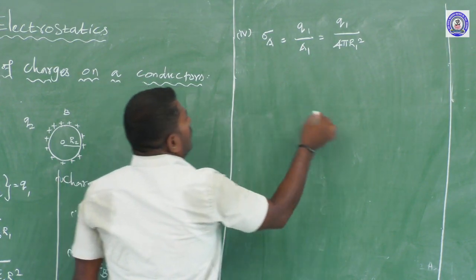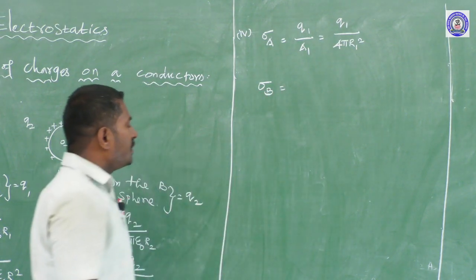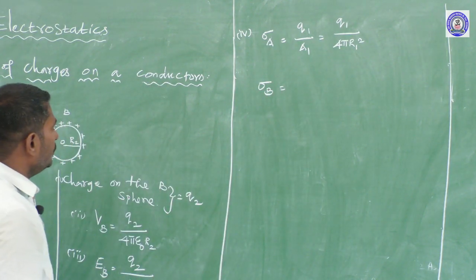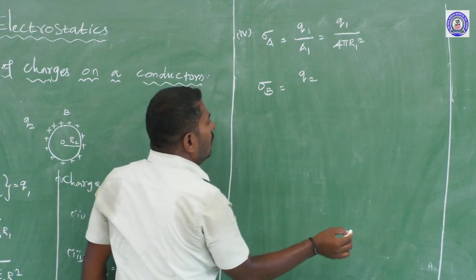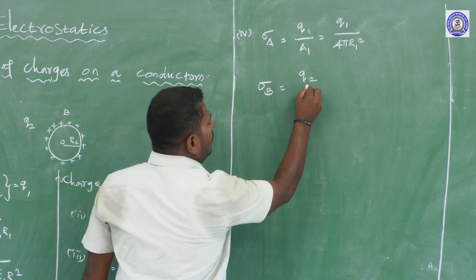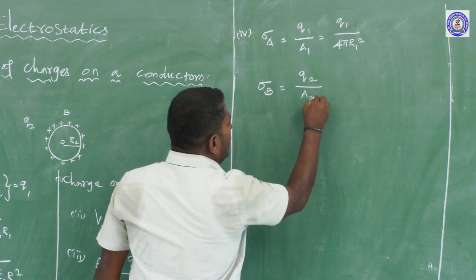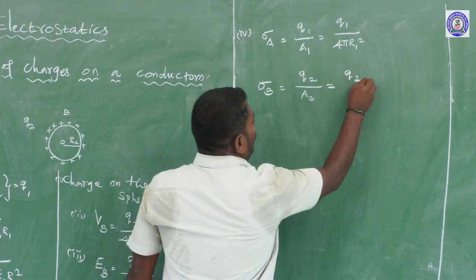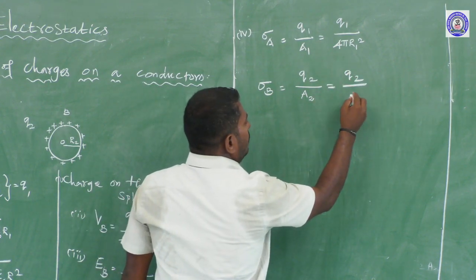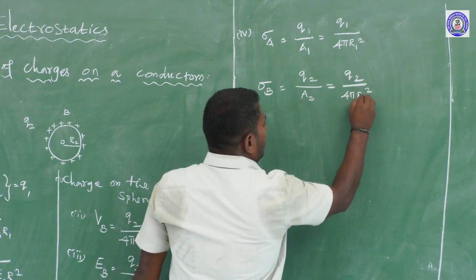Then the surface charge density of the B metallic sphere is equal to the charge uniformly distributed on the surface of the B metallic sphere divided by the surface area of the B metallic sphere, which is equal to Q2 divided by 4 pi R2 square.